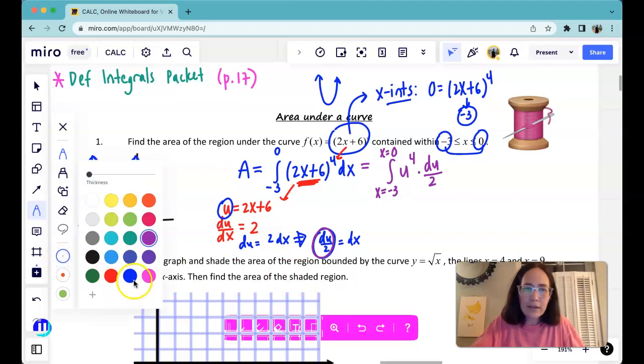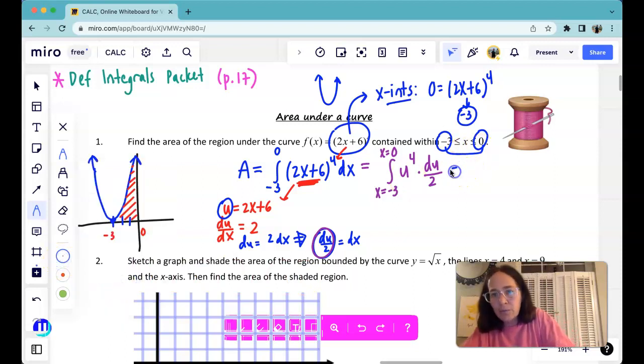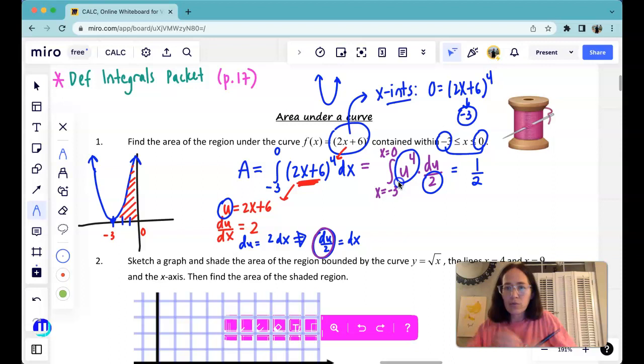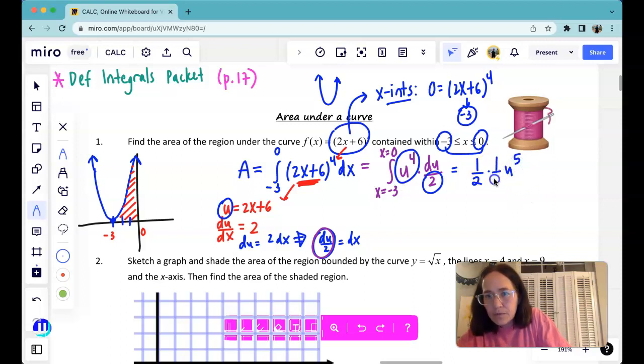So next step would be to integrate, right? Feel free to try it on your own. You've got a constant 1/2 that'll stay in that integral. We need to integrate u to the fourth power, so we'll bring it up to the fifth power and divide by 5. Okay. And then we're evaluating it between two different x values, from x equals -3 to x equals 0.